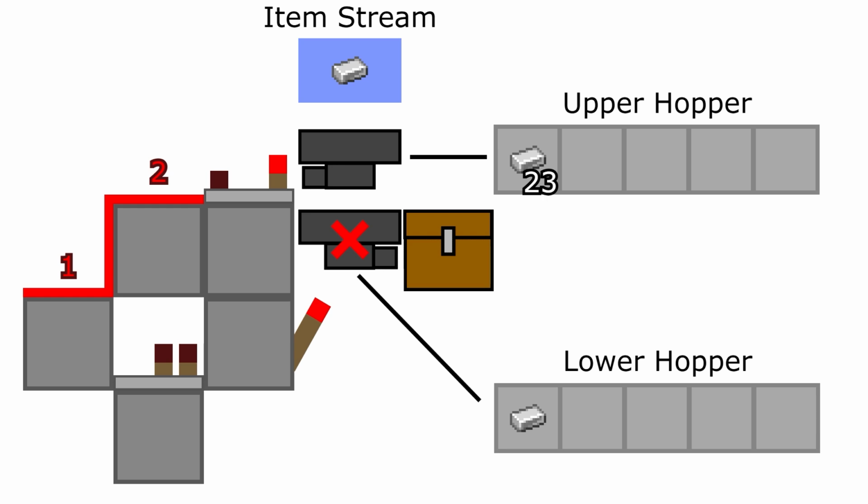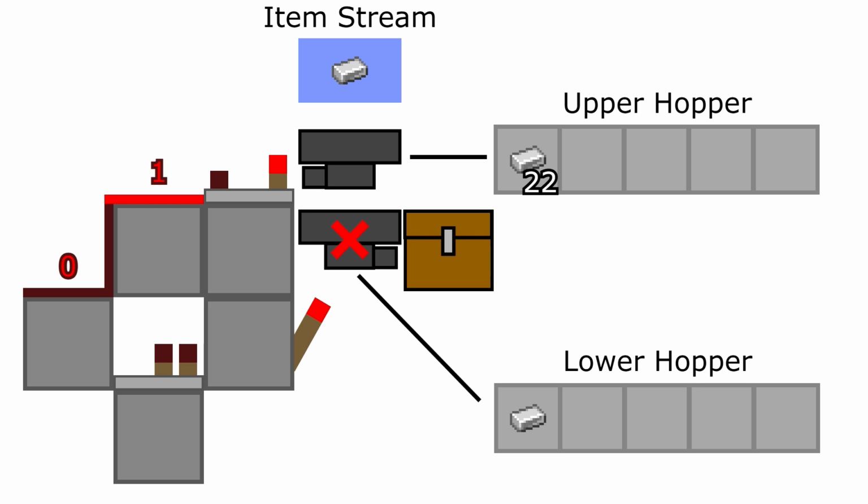So the comparator output goes back to 2, powering the lower block, turning off the torch, and unlocking the lower hopper. The lower hopper pushes an iron ingot into the barrel and pulls another ingot from the upper hopper. Remember, hoppers push before they pull. I'm sure that you can see now that whenever we have more than 22 ingots in the upper hopper, the lower hopper will unlock and start pushing ingots into the barrel and pulling ingots out of the upper hopper.